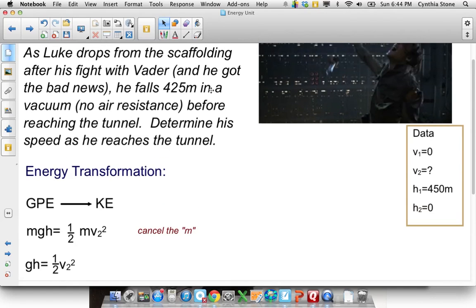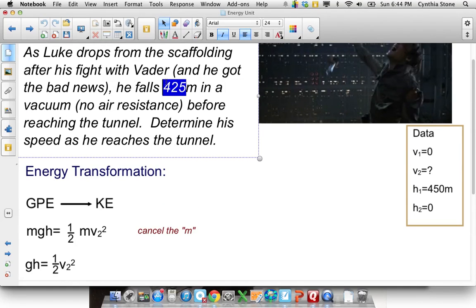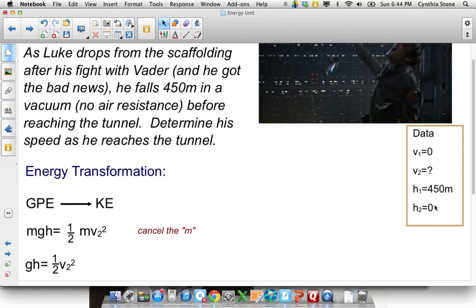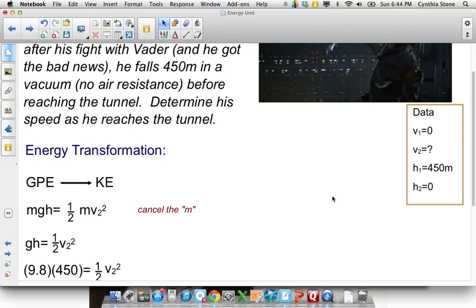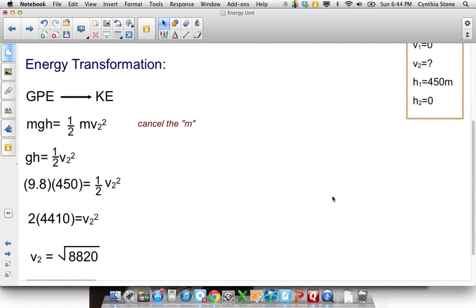Oh, crap. I just realized that I used 400. In the calculation, I used 450. So we're saying height 1 is 450, height 2 is 0. Because always the lower height is 0, if you keep that in mind. So we're saying he's dropping from 450. It's not like he's on the ground when he hits the tunnel, but in the question, that's the bottom part of the question. So that's what we use.